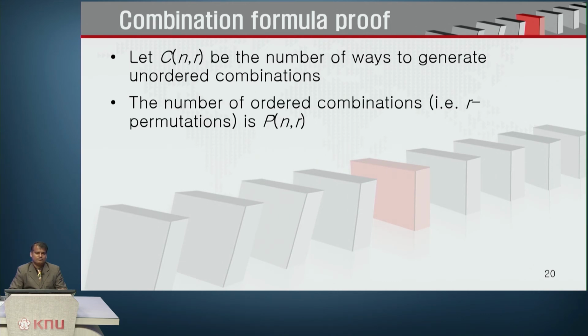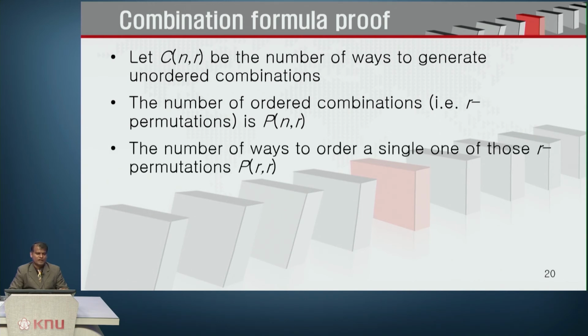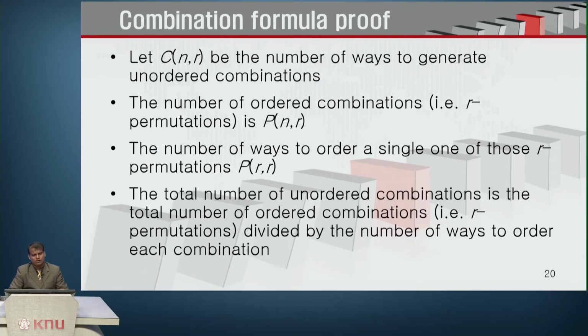n comma r, that is C of n comma r, be the number of ways to generate the unordered combination, and the number of ordered combinations is the r-permutation, or P of n comma r. The number of ways to order a single one of those r-permutations is P of r comma r, and the total number of unordered combinations is the total number of ordered combinations, that is the r-permutations, divided by the number of ways to order it. So C of n comma r can be written as P of n comma r by P of r comma r. That's one of the simple proofs that you have.